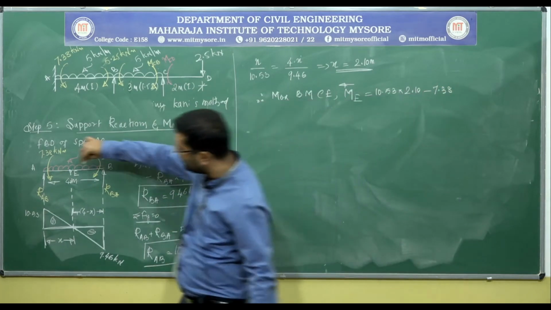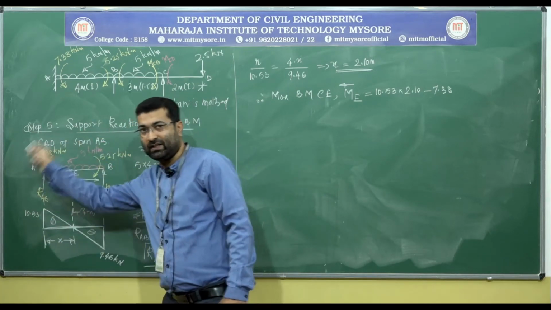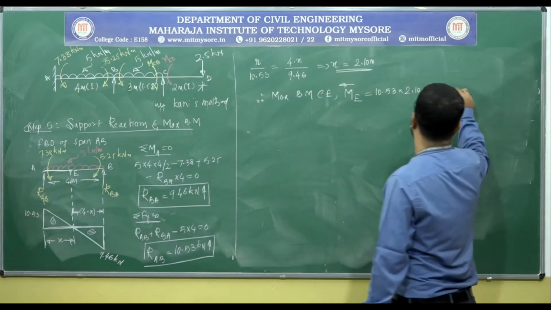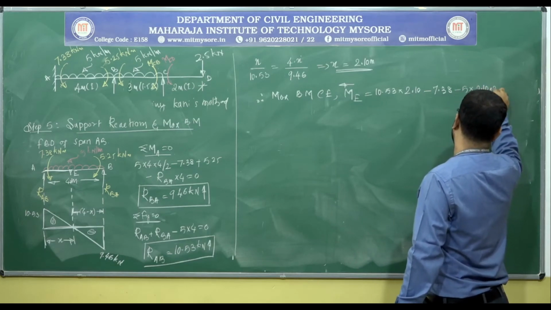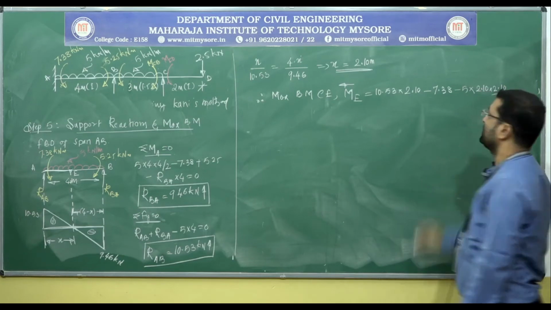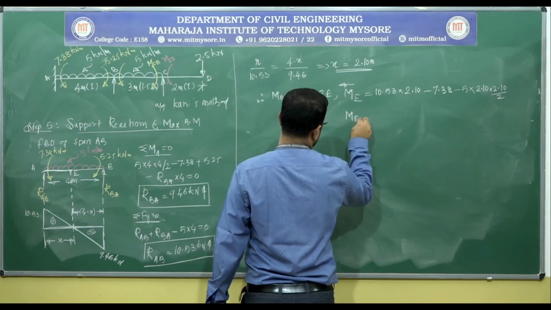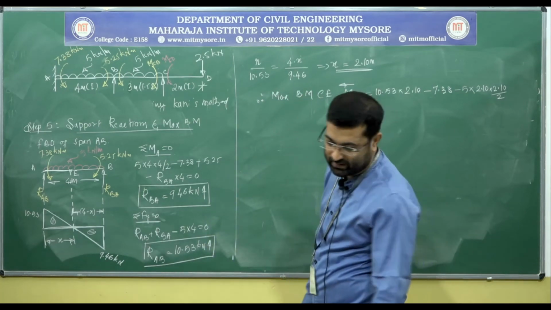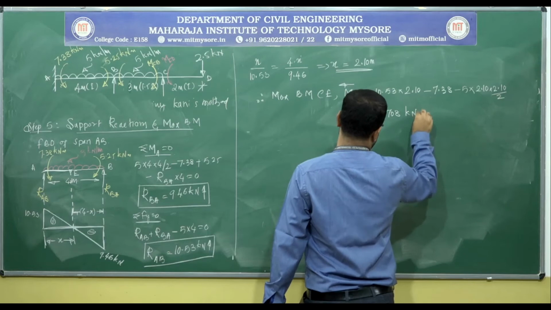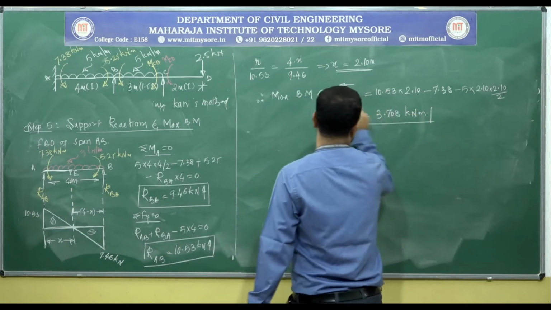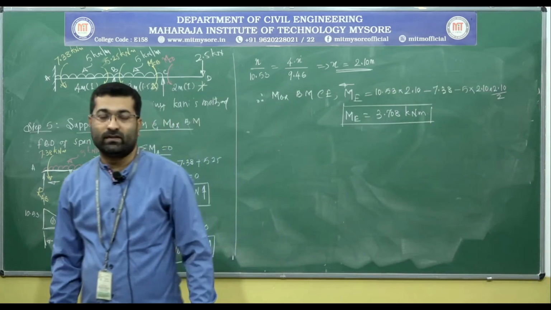So it is minus 7.38. Then on the left side we have a UDL. On this portion your UDL is acting, which is also creating an anti-clockwise moment. So minus 5 into that distance 2.10, acting at a distance of 2.10 by 2. So here if I calculate the maximum bending moment, I will get ME as 3.708 kilonewton meter. So this is the maximum bending moment at E, right?